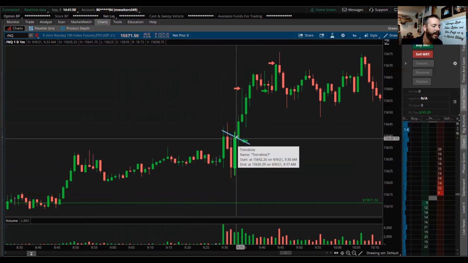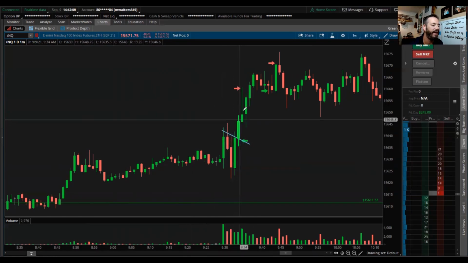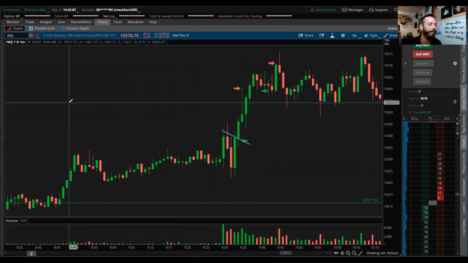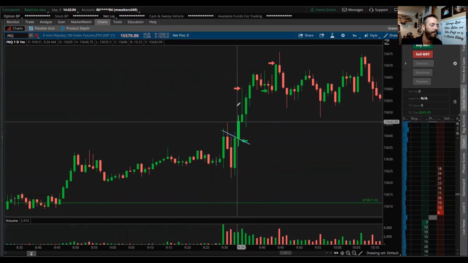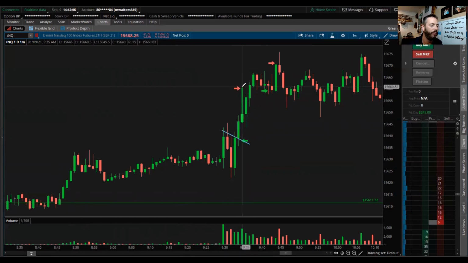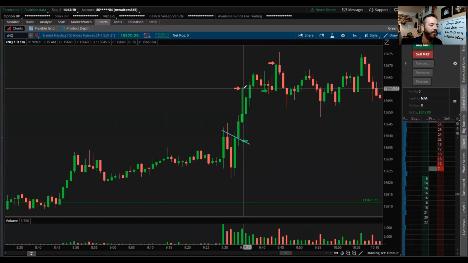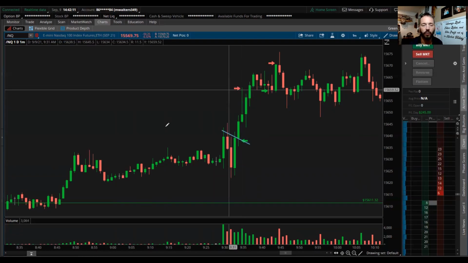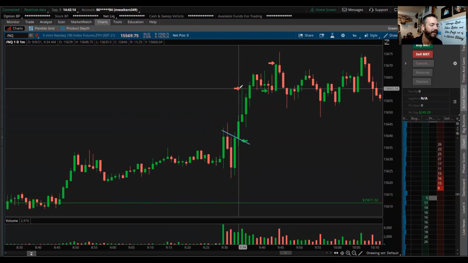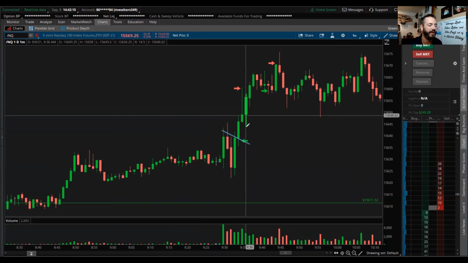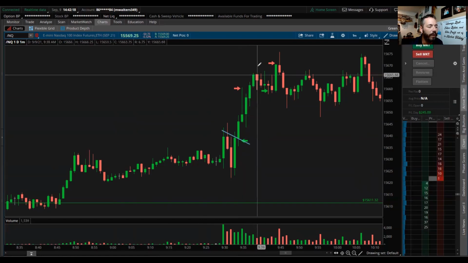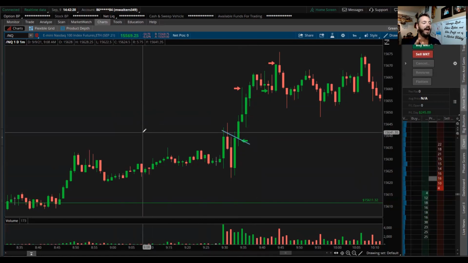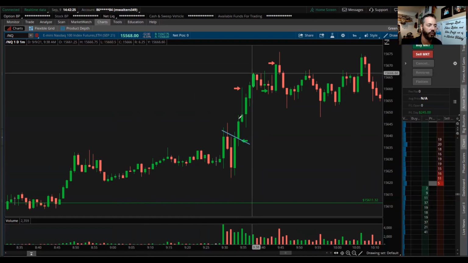So I got long here, and I had a beautiful, absolutely beautiful pop and sold at the very top of this candle right here. So that felt really, really good. Hit the very top of it, price came back down, and then ripped up even more, and I left so much money on the table, almost double the amount of the trade.